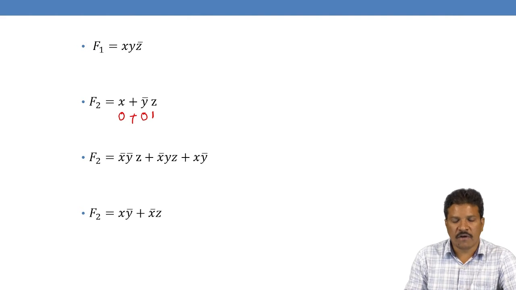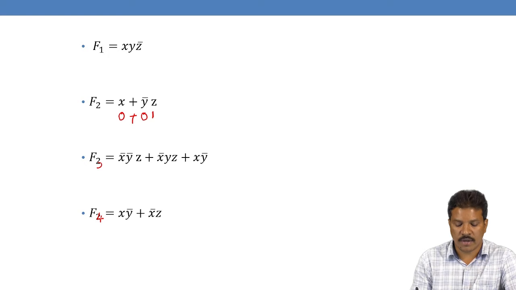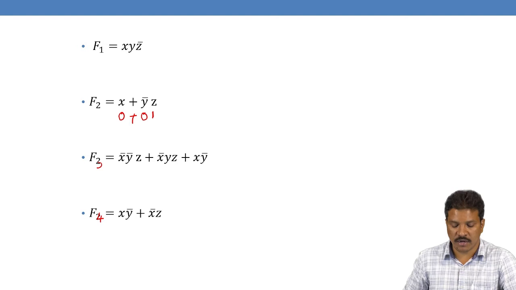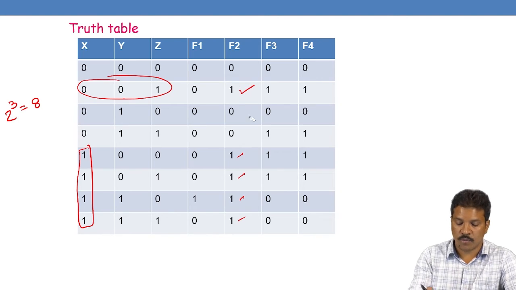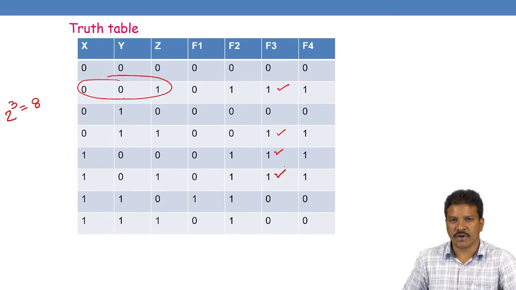And the Boolean function f3 is equal to x bar y bar z plus x bar y z plus x y bar. If you substitute different values for the variables, you will get the output for f3. So one case is 0, 0, 1 and 0, 1, 1 and 1, 0, 0 and 1, 0, 1. For these cases, we get the Boolean function value 1, and the remaining values are 0.